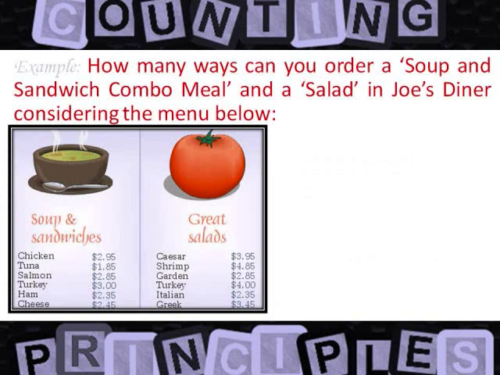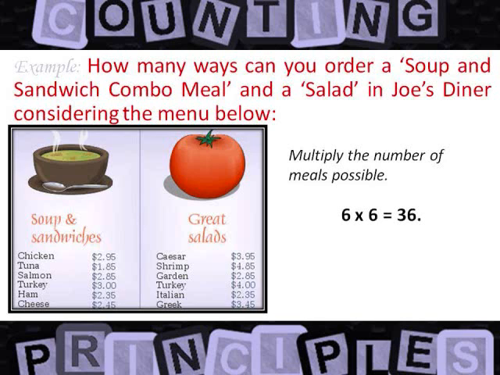Now, let us illustrate this through examples. The first one is, how many ways can you order a soup and sandwich combo meal and a salad in Joe's Diner, considering the menu below? Like what the basic principle of counting suggests, just multiply the number of meals possible. Thus, we have 6, which represents the soup and sandwiches combo meal, times 6 for the salad. We have 36.